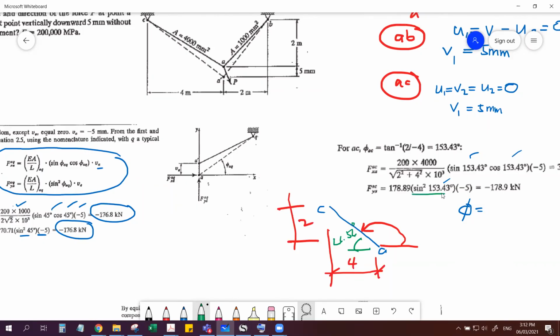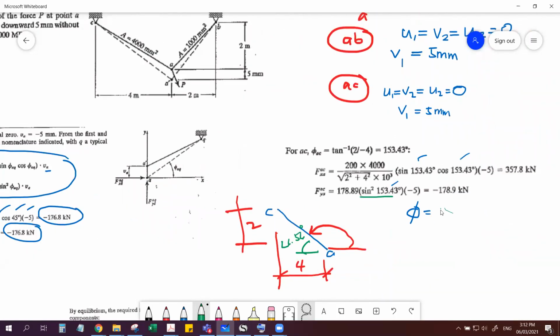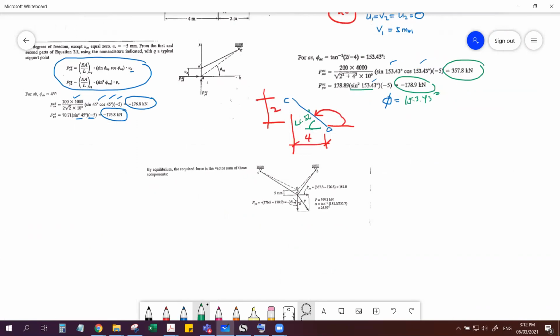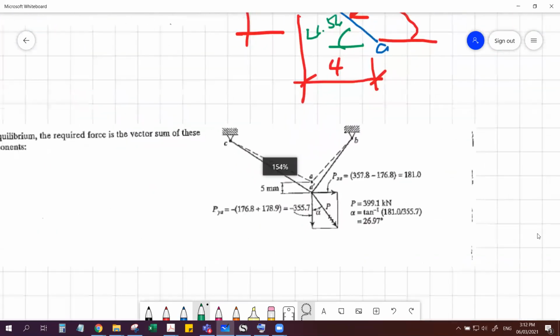So, correct. Okay, so substituting 153.43 degrees, you got this, 178 and 357.8. And by equilibrium, lay the answer here.